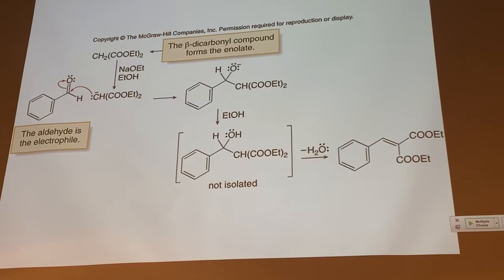Extra conjugation. Even if we didn't have a benzene ring here, we'd still have extra conjugation because this double bond would be conjugated to 2 carbonyls instead of 1. So it doesn't matter. This could be a methyl group, an ethyl group. It could be anything. We're still going to have the spontaneous dehydration with any 1,3-dicarbonyl compound because that double bond will be conjugated now to 2 carbonyls. Okay? So this is what happens in this particular case.